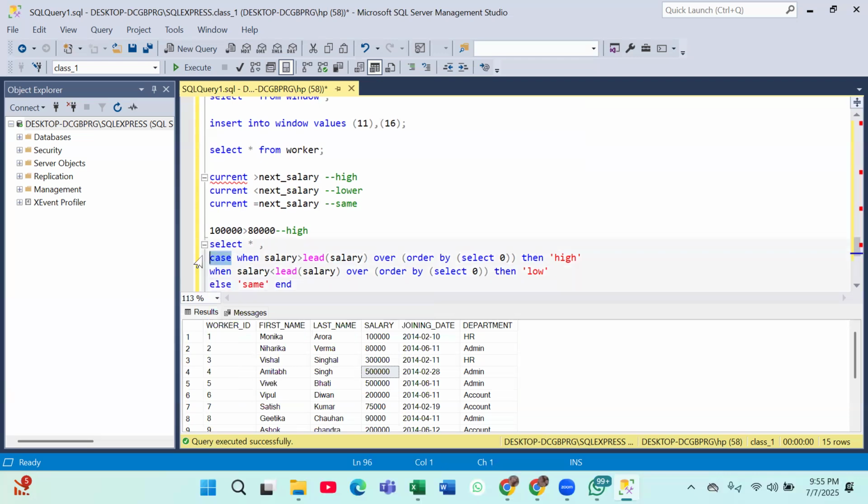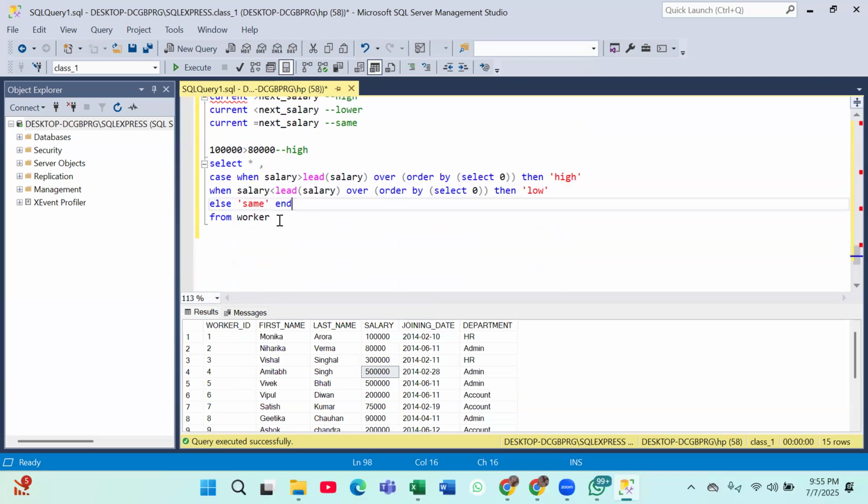Whenever we start our case when, we always have to end it, right? But this is what my syntax will be. Is this clear with you? See, it is higher than your next salary, so you're getting high. It is lower than your next salary, so you're getting low. This is also lower than your next salary, that's why you're getting low. This is same as your next salary, so you're getting same. Is this clear with everyone now? Yes, Pragya. Will you be able to do these types of questions now?